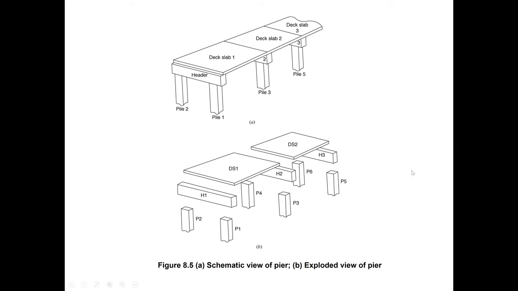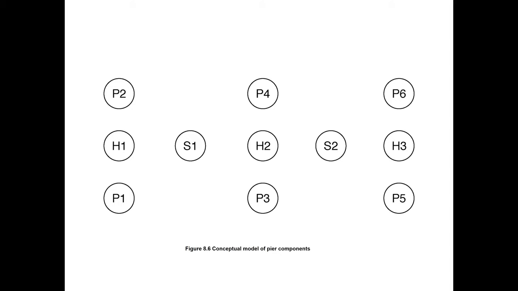Okay. So this gives us the sequence, the logic in actual work, what will be the logical sequence of those activities, or scheduling logic, how the activities are interrelated with one another. So let's move to the next what we have seen in the previous figure. In this we are going to put the conceptual model of pier components.